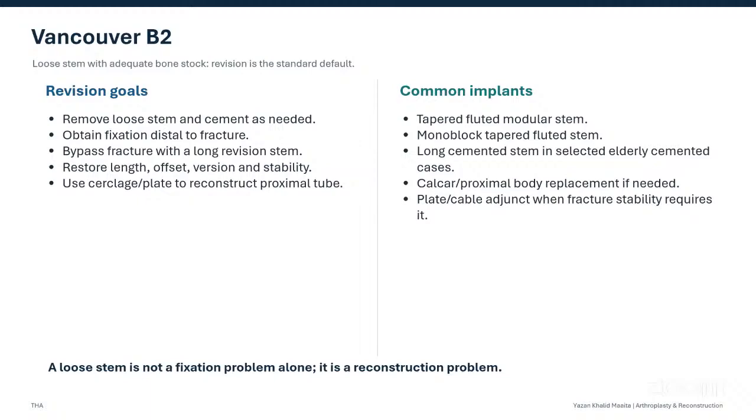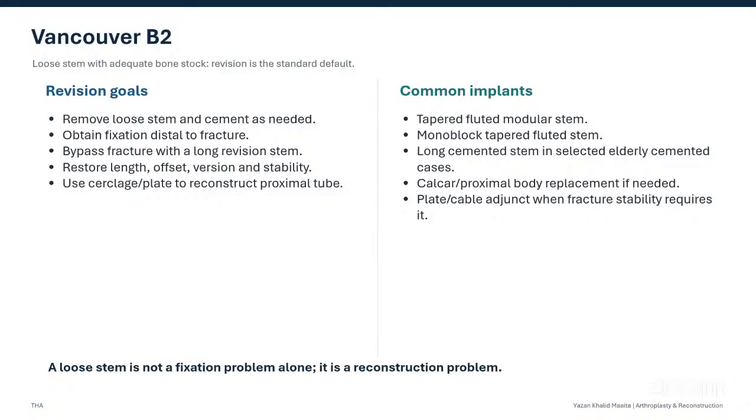Vancouver B2, the stem is loose with adequate bone stock. Revision is always the standard. The revision goal is to remove the loose stem and the cement as needed, obtain fixation distal to the fracture, and bypass the fracture with a long revision stem. Restore the length, offset, and stability. Use cerclage and plate to reconstruct the proximal femur.